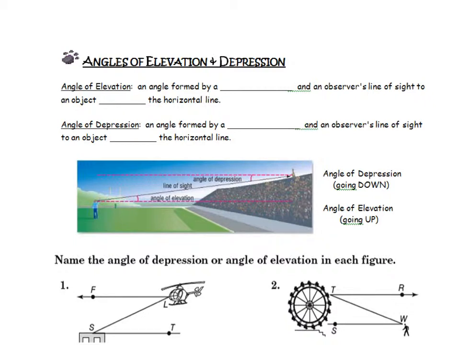It's an angle formed by a horizontal line and an observer's line of sight to an object above the horizontal line. So in our diagram here, we have an angle of elevation, and I'll draw this in red. We have our horizontal line right here. We have our line of sight above that horizontal line, and this angle right here we can see is the angle of elevation.